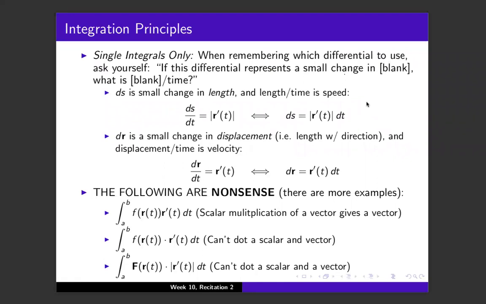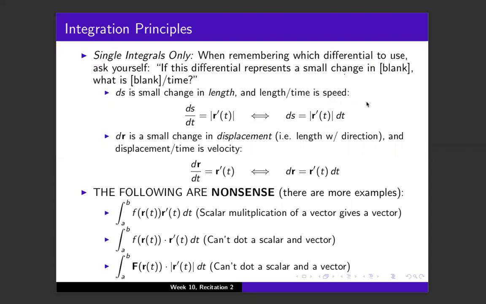So for example, ds is usually used to represent a small change in length, right? s is arc length, so ds is a tiny change in length. What's length over time? Well, length over time is speed, which is the magnitude of r prime. So ds dt is magnitude r prime. Mathematicians refer to this as abusing notation, but basically ds is magnitude r prime t dt.